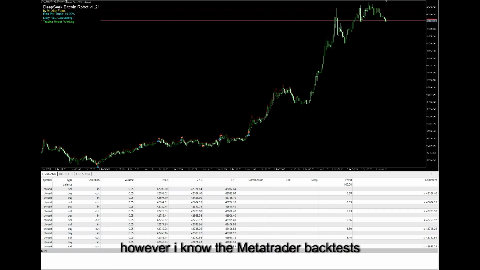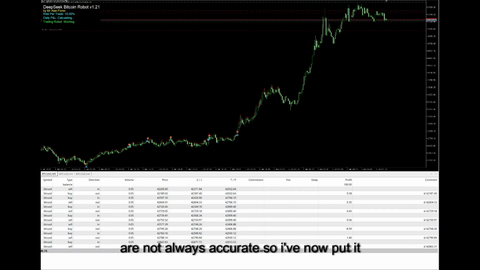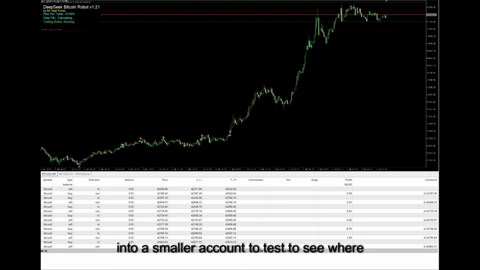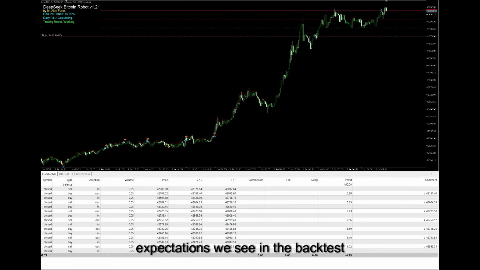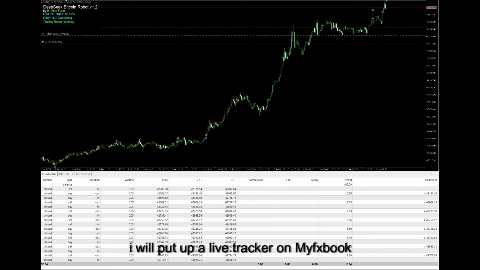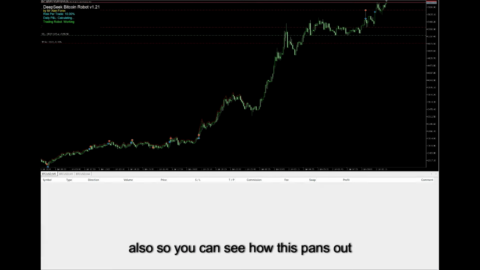However, I know the MetaTrader backtests are not always accurate, so I've now put it into a small live account to test to see whether it can live up to the expectations we see in the backtest. I will put up a live tracker on my FX book also, so you can see how this pans out.